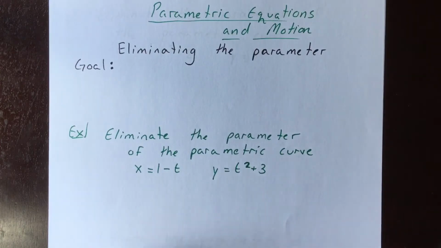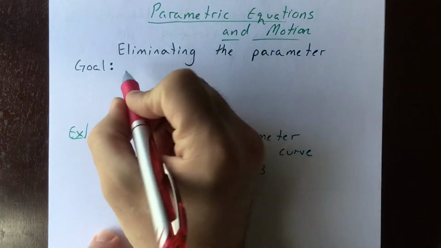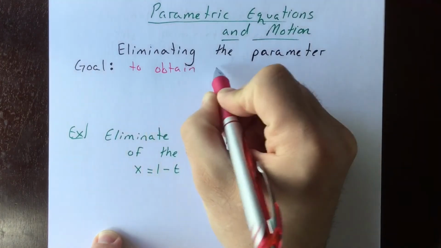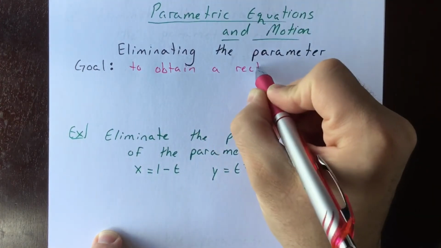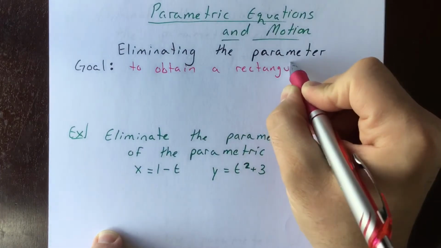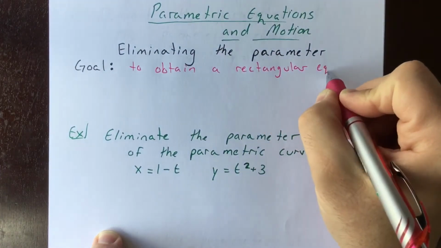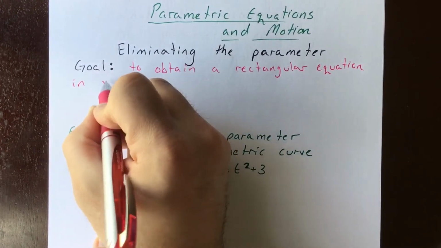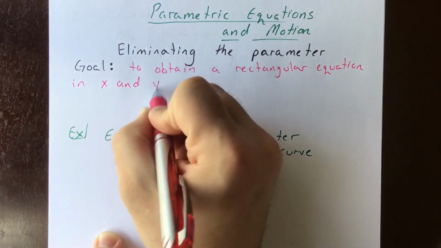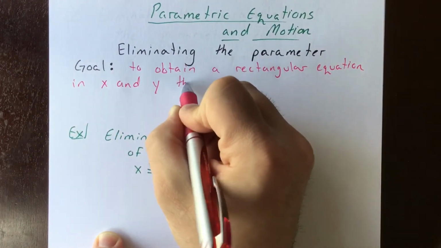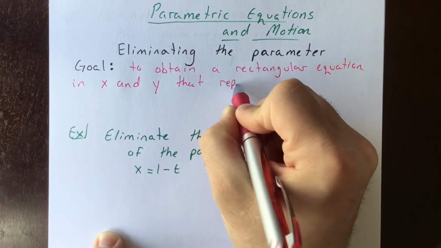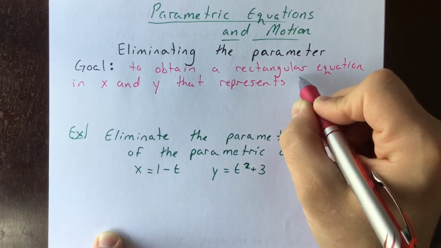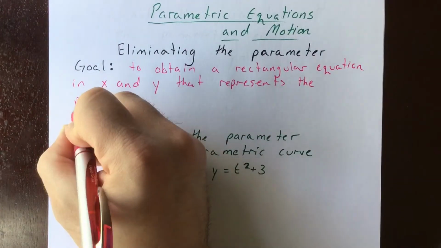So the goal here, when we're asked to eliminate the parameter, is to obtain a rectangular equation in x and y that represents the parametric curve.